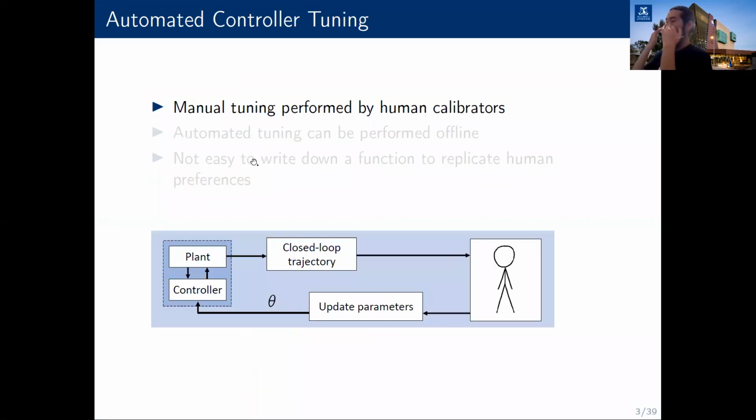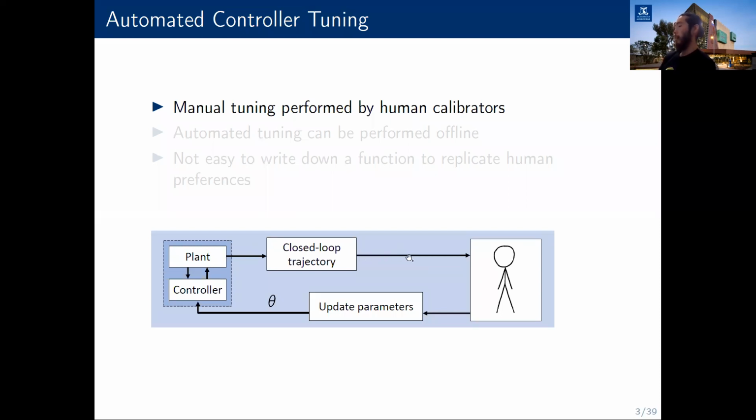So we're talking about controller tuning. If we think of manual controller tuning, we've got this human calibrator here. What they might do in manual controller tuning is they have a controller parameterized by theta here. They test that on some plant, obtain a closed loop trajectory, and then they look at the response and decide to update the parameters of the controller based on the characteristics of the trajectory.